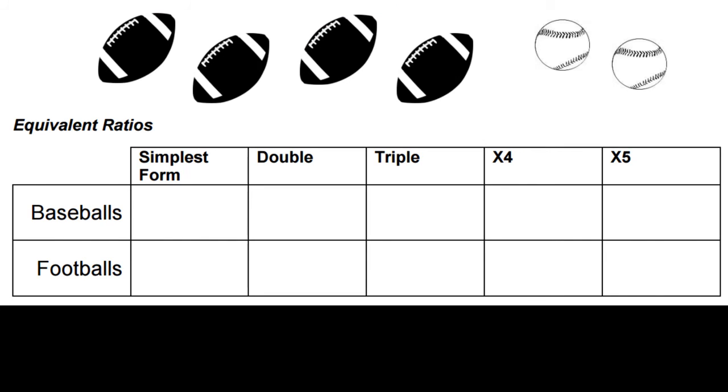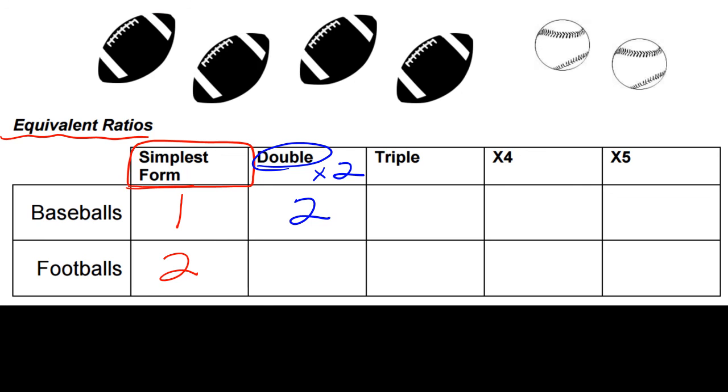And then you might see this word, equivalent ratios. So what we can say is we can make predictions based off of the simplest form of equivalent ratios. If you have a big giant group of footballs and baseballs, we can ask whether that equals the simplest form of my ratio. The simplest form was 1 baseball for every 2 footballs. If I'm going to double that quantity, I'm going to multiply it by 2. 1 times 2 is 2, 2 times 2 is 4. So I can say that for every 2 baseballs, there are 4 footballs, which we have in the picture.